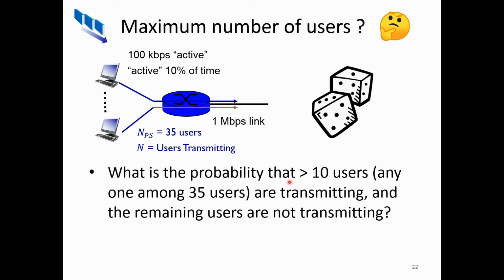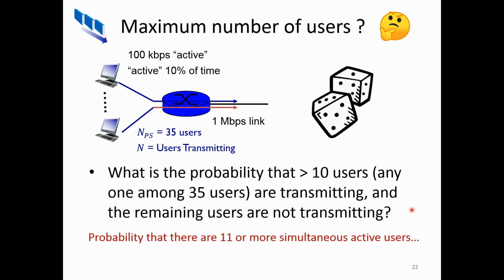What is the probability of having more than 10 users, anyone among the 35, transmitting, and the remaining users not transmitting? If I rephrase this, what I'm trying to say is, what is the probability that there are 11 or more simultaneous active users? Notice that I'm using the OR operator, which implies an addition.